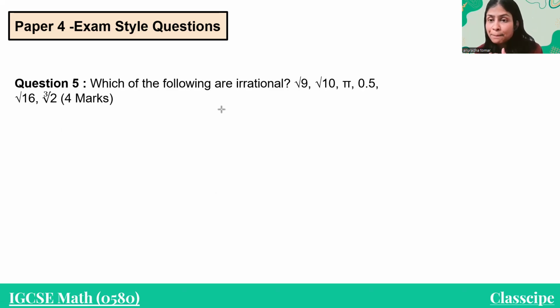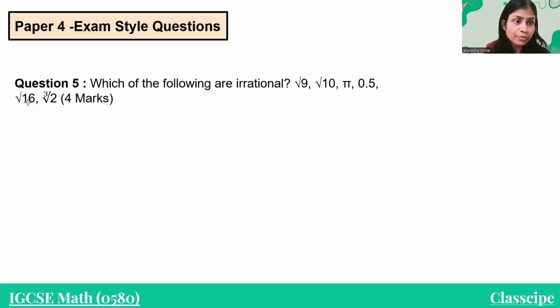So let's recap. A rational number is one that can be expressed as p over q, where p and q are integers, while irrational numbers cannot be expressed in p over q form, and those are non-recurring and non-terminating. Also, the square root of a perfect square is a rational number, but the square root of a non-perfect square is an irrational number. So let us find what the irrational numbers are here, one by one.